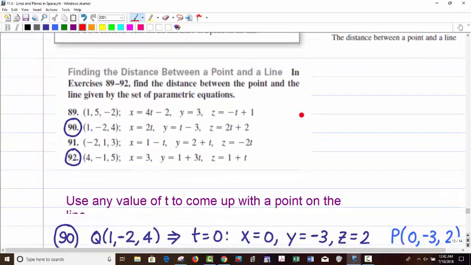Let's take a look at this. Here's the point. That'll be Q. Here's the line.